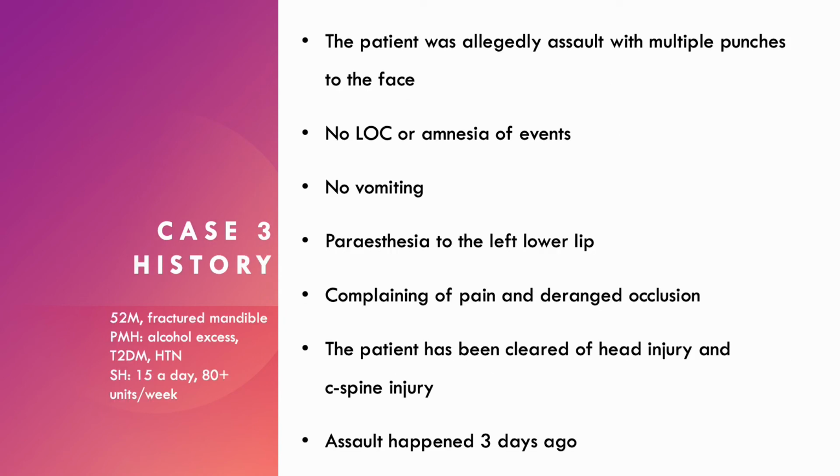So we get the history from the patient. The patient was allegedly assaulted with multiple punches to the face. There is no loss of consciousness or amnesia of events. There's no vomiting. There's paresthesia to the lower left lip. The patient is complaining of pain and a deranged occlusion, and they've been cleared of head injury and C-spine injury by A&E, hopefully. The assault happened 3 days ago.